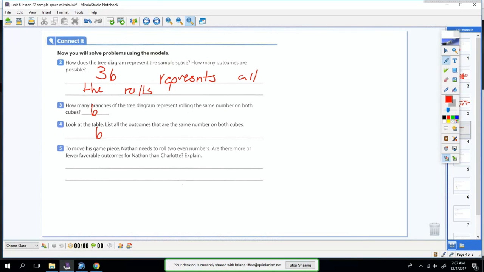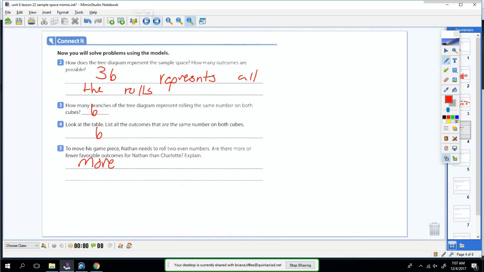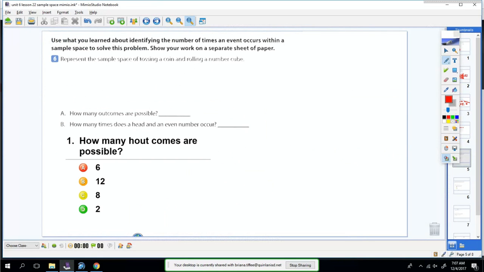To move his game piece, Nathan needs to roll 2 even numbers. Are there more or fewer favorable outcomes? Well, there's more, because there are 3 even numbers on a dice. So it's easier to roll an even number than to get the same number. And we'll talk more about that in class.